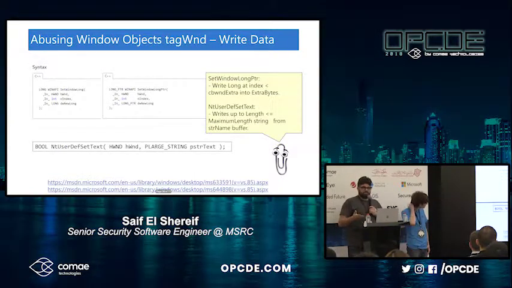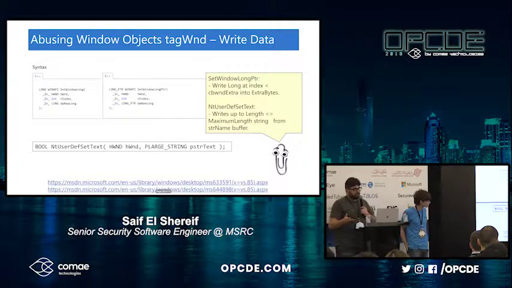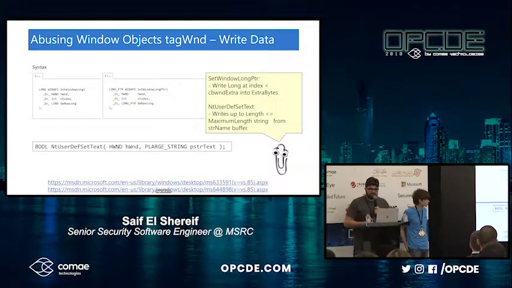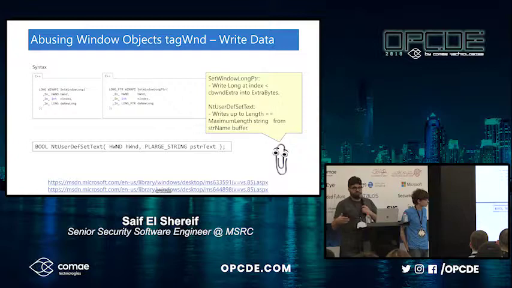And we also have write functions like SetWindowLong and SetWindowLongPtr and NtUserDefSetText. Now, NtUserDefSetText is actually a syscall, so you'll need specific instructions to run it, but it does exactly the same thing. We can use SetWindowLongPtr to write a specific long, which, depending on the architecture, can be 4 bytes or 8 bytes, at an index that is less than cbWndExtra, into the extra bytes of the window, and NtUserDefSetText will write up to a length that is less than or equal to the maximum length of the string from the string name buffer.